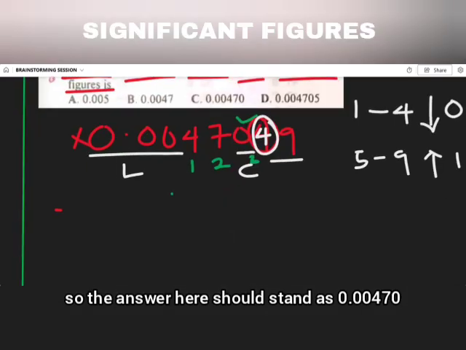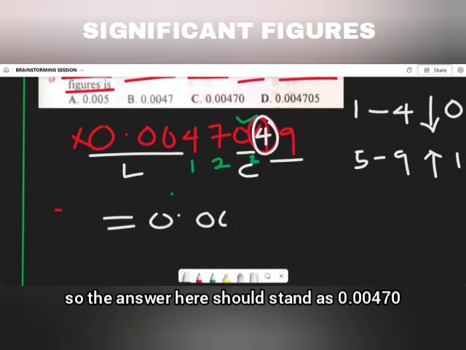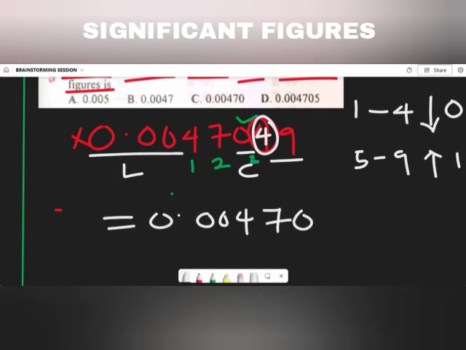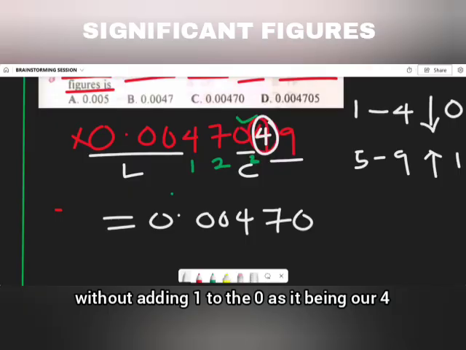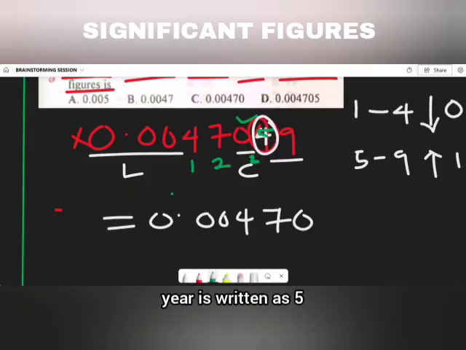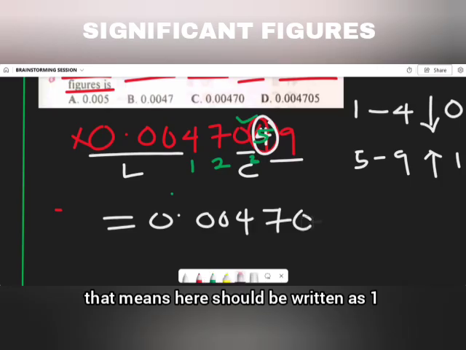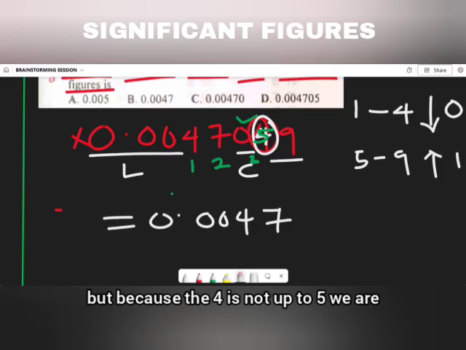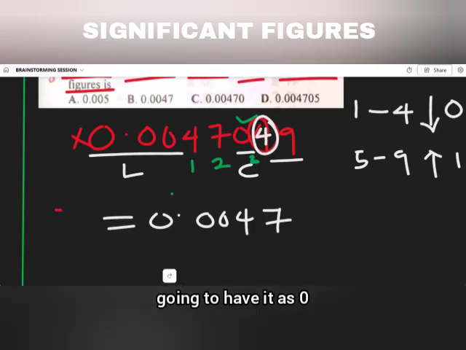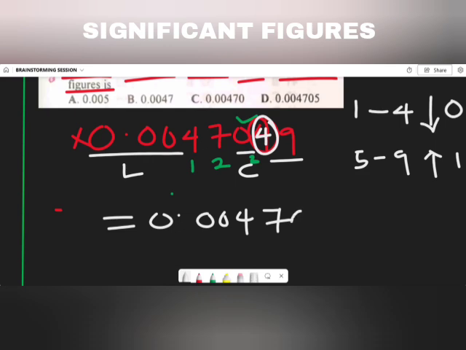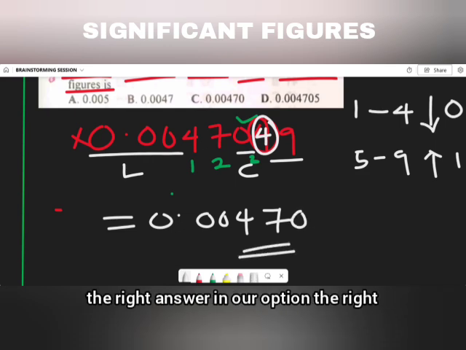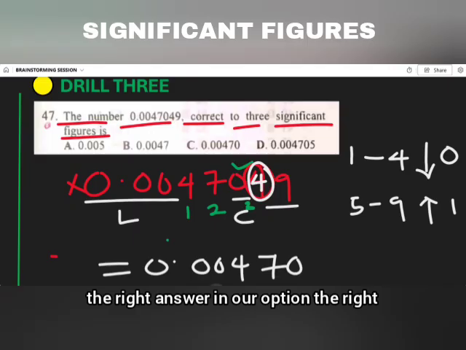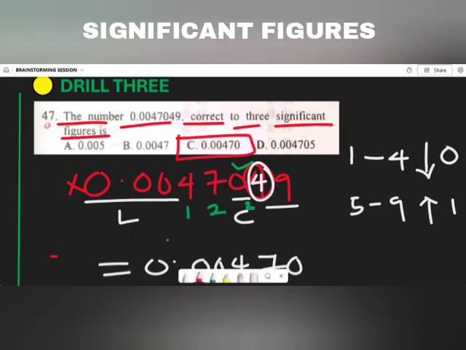So the answer here should stand as 0.00470, without adding 1 to the 0. Had our 4 here been written as 5, that means here should have been written as 1 because it's up to 5, so it would be 0.00471. But because the 4 is not up to 5, we're going to have it as 0. Let's consider our options to see whether we have the right answer. In our options, the right answer stands as option C.